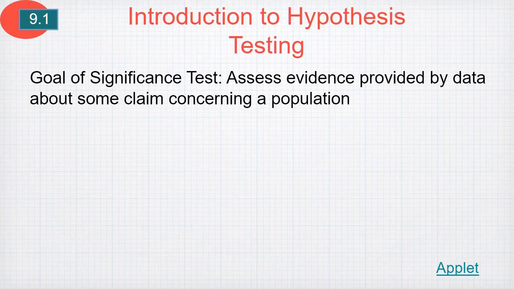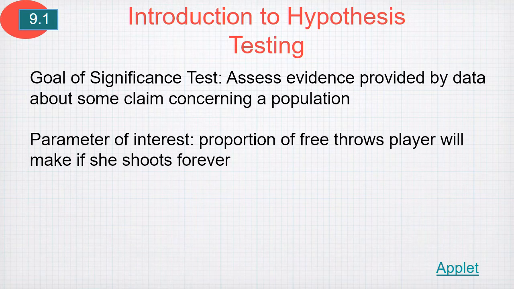So the first thing that you need to know with your claim is essentially what's the parameter of interest that we're talking about. And for me, the best way I can think about this is doing a simulation with you. So the parameter of interest that we're going to look at is the proportion of free throws a player will make if she shoots forever.